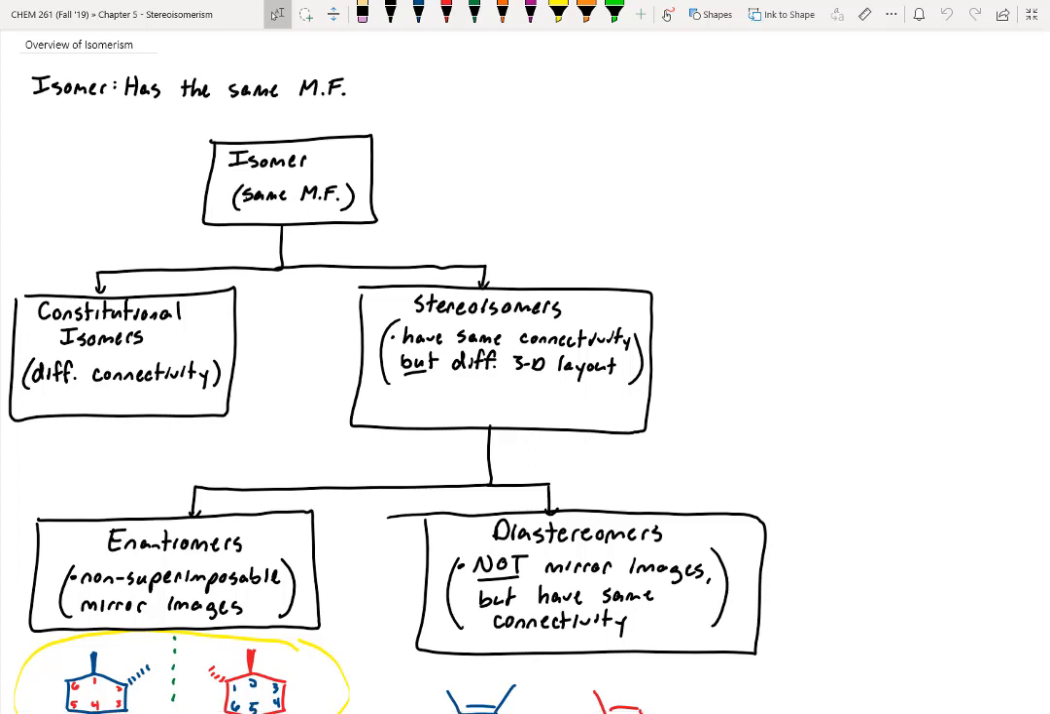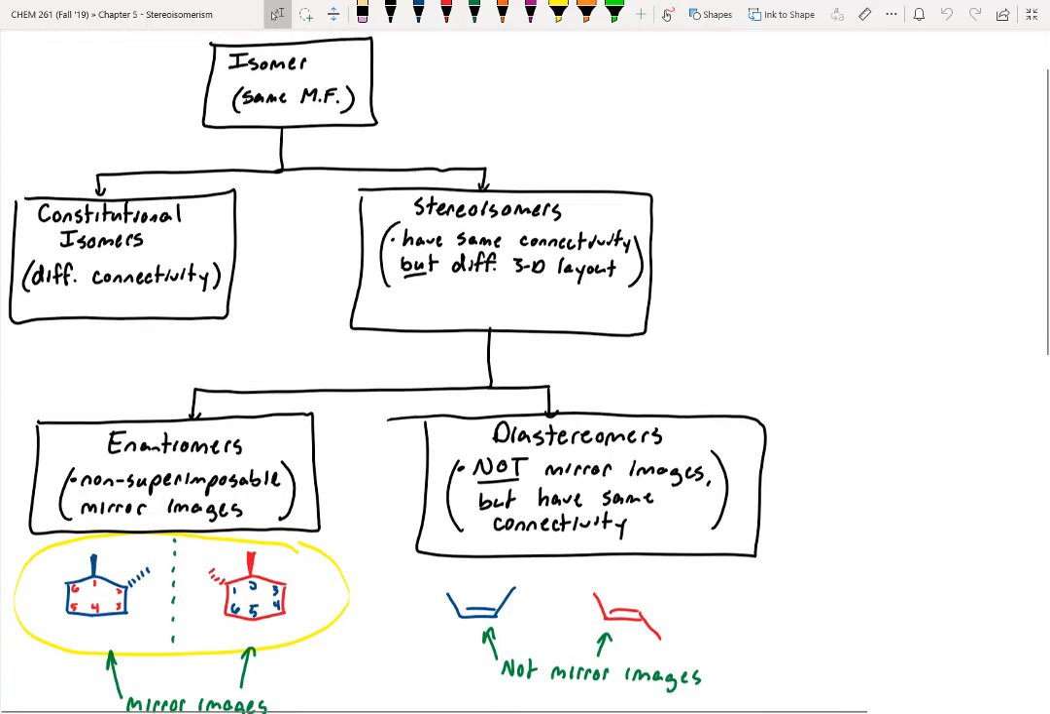All right, so yesterday we started talking about isomerism in a bit more detail. We said that isomers, as a broad classification, have the same molecular formula. However, we can group these into different subcategories, right? Constitutional isomers have different connectivity. Stereoisomers, on the other hand, have the same connectivity, but a different three-dimensional layout.